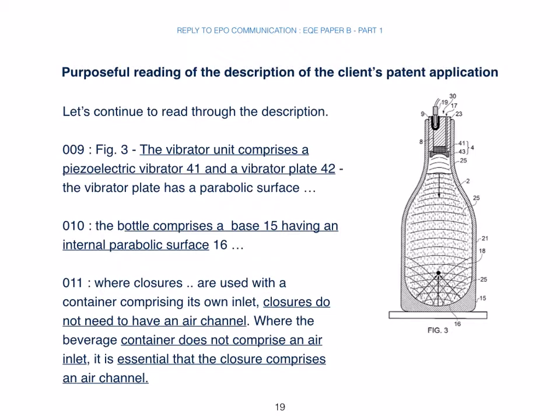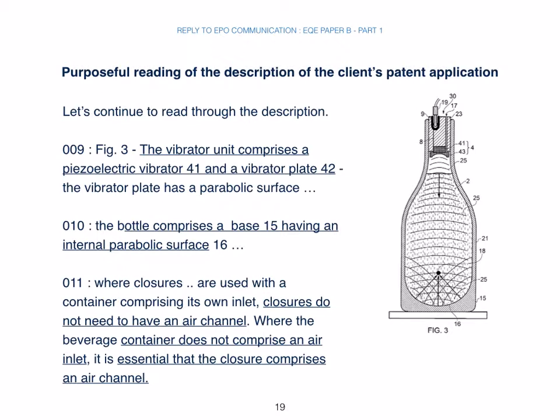The vibrator plate has a parabolic surface. That's important. The vibrator unit comprises a piezoelectric vibrator and a vibrator plate. This is relevant to the objection for claim 4. Paragraph 10 says that the bottle has an internal parabolic surface, which is needed, I think, for the new claim 6. So we have two parabolic surfaces. One is in the bottle, the other is in the vibrator plate.